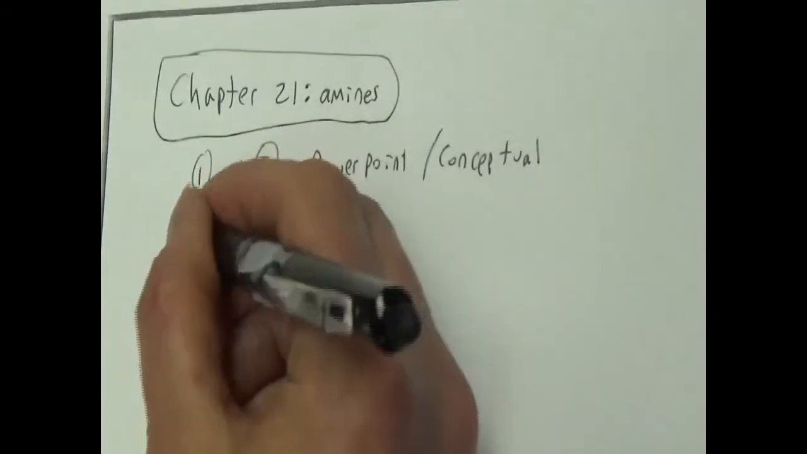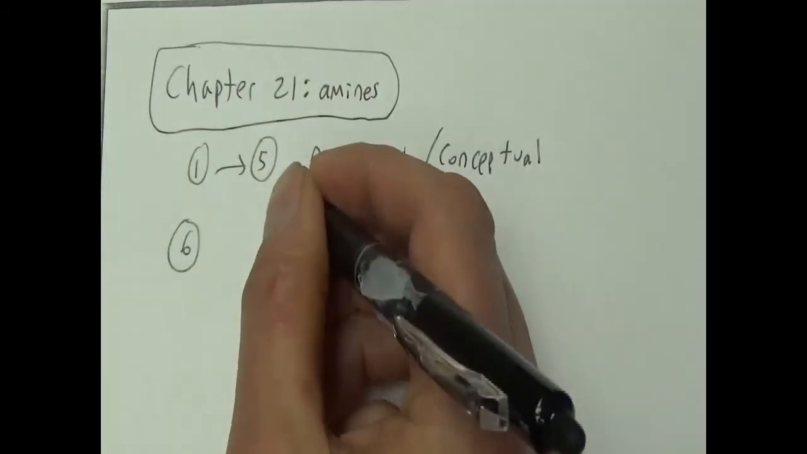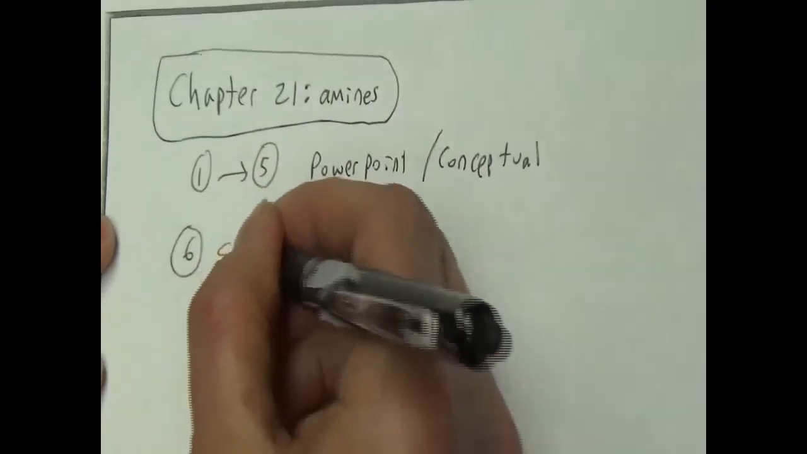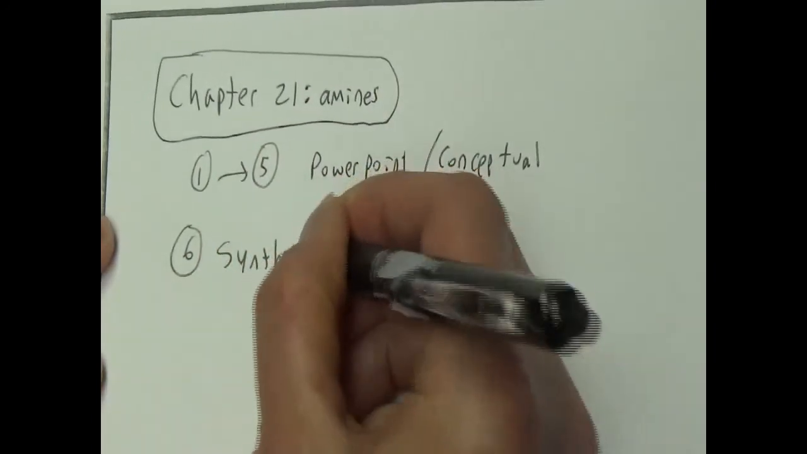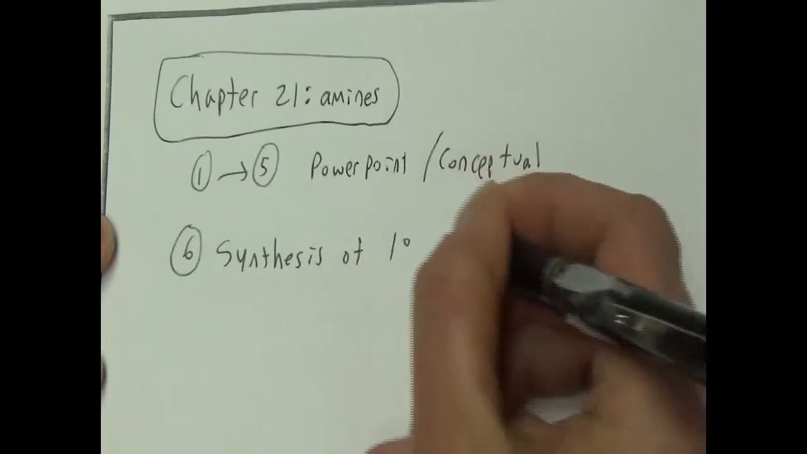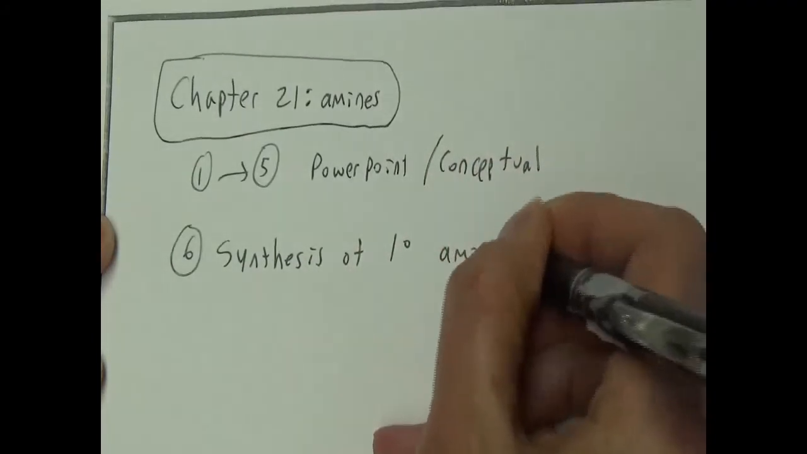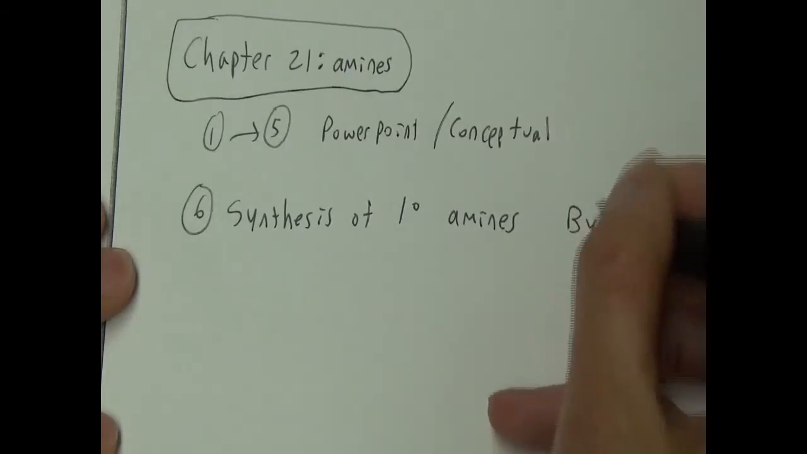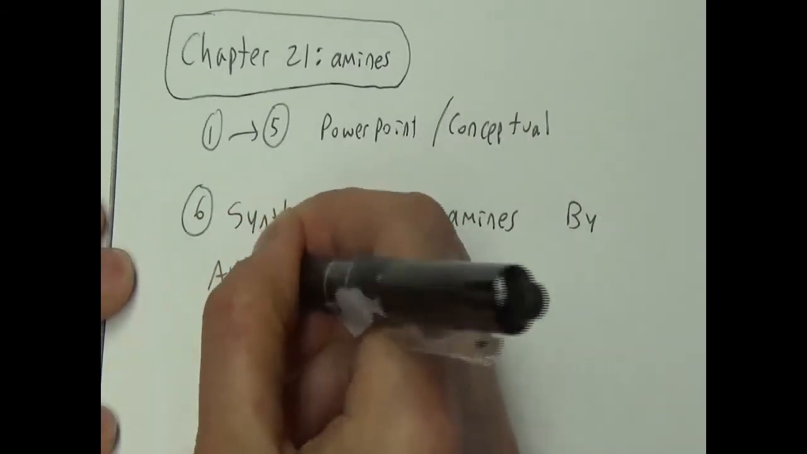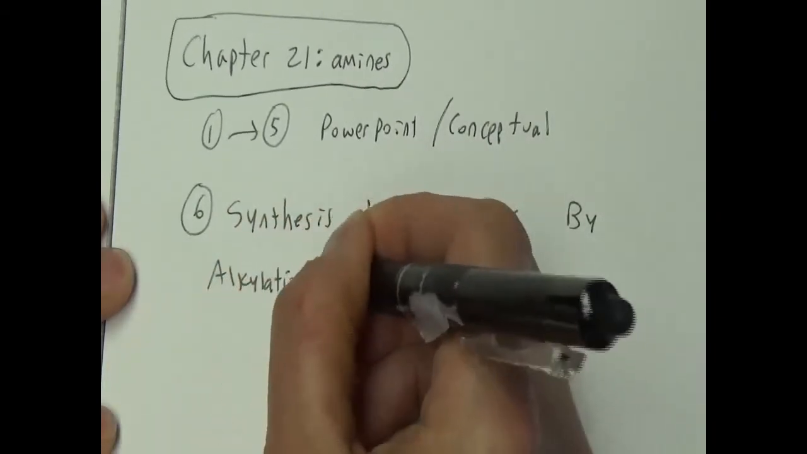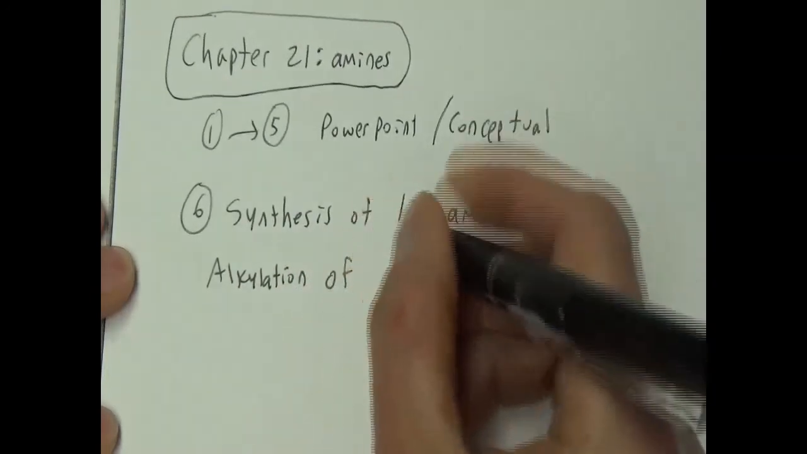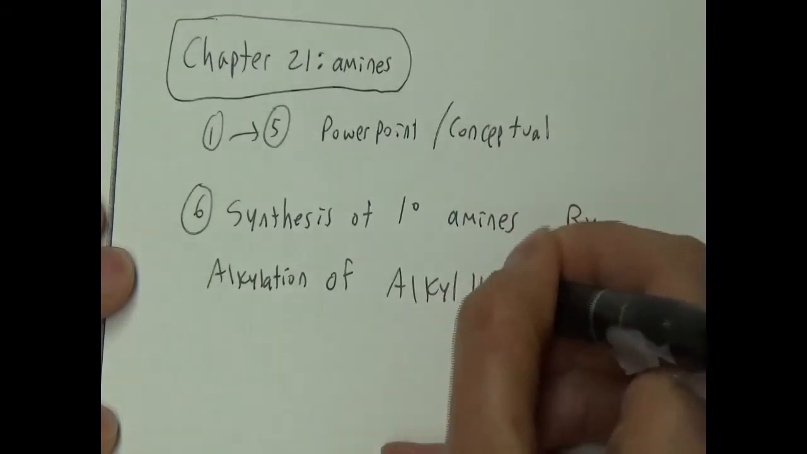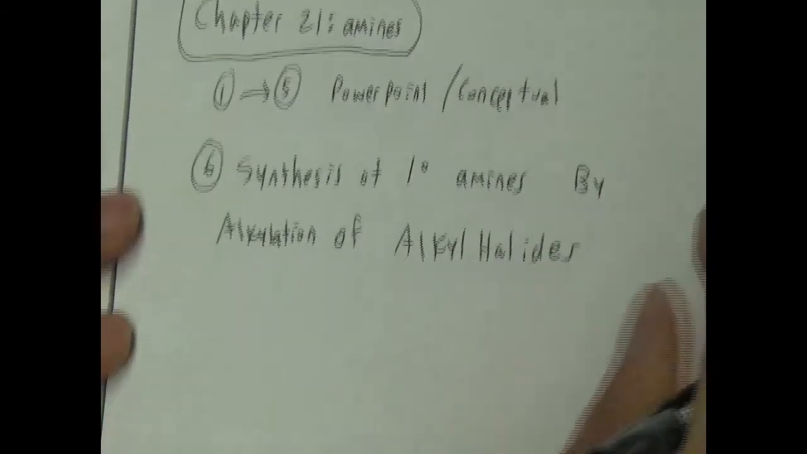Okay, so number 6 is going to be synthesis of amines, synthesis of primary amines by alkylation of alkyl halides. I'll explain what that means in a second.